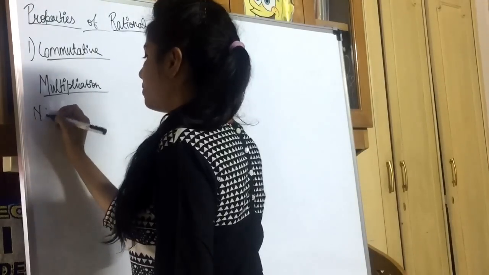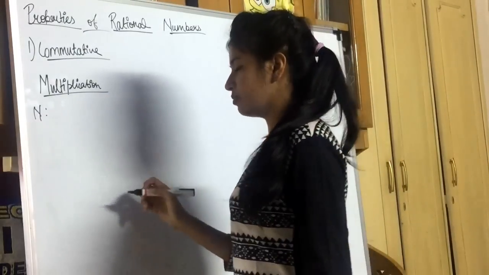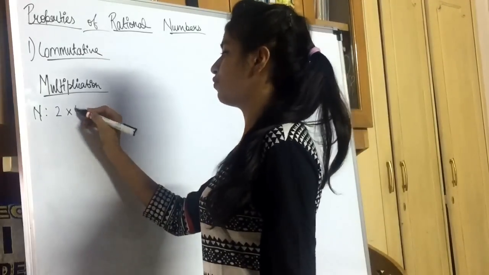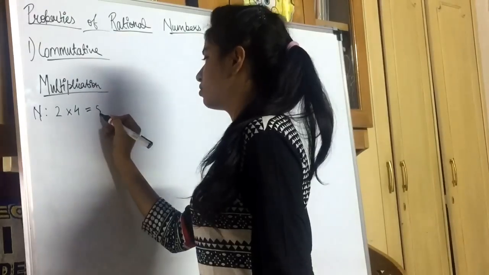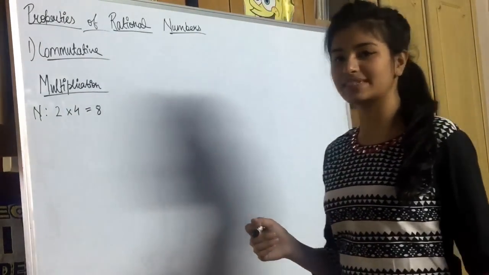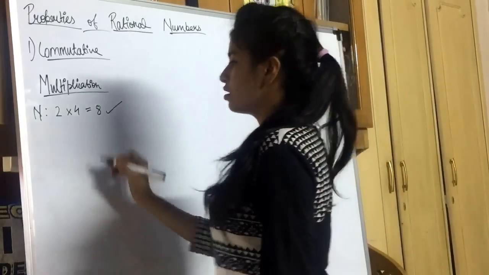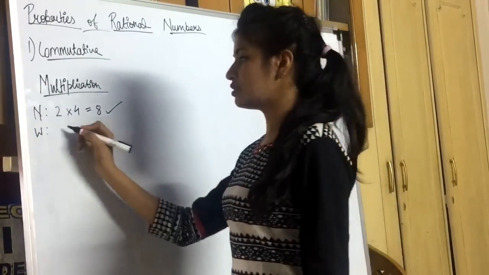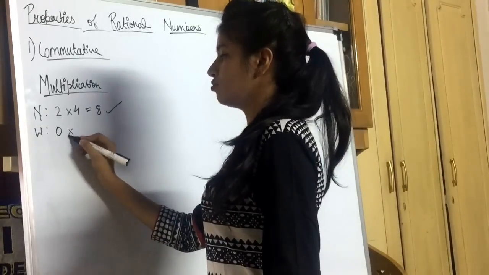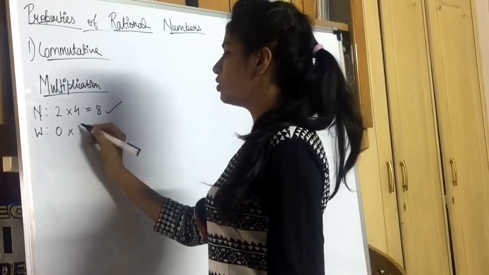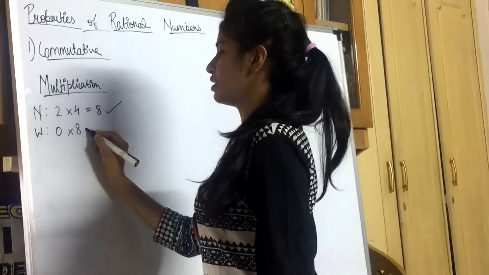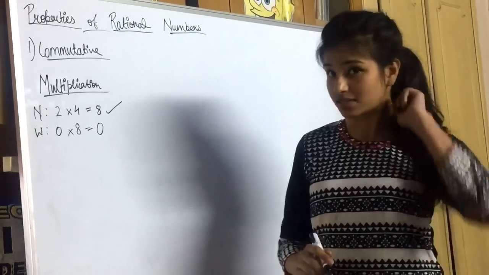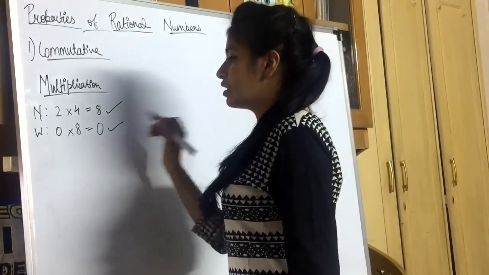For natural numbers, if we multiply a natural number with another natural number, say for instance 2 multiplied by another natural number, say 4, the result is 8. Is 8 a natural number? Yes, it is. So it holds true. Then we take whole numbers. Let's take a whole number, say 0, multiplied by another whole number, say 8. So 8 into 0 gives 0. Is 0 a whole number? Yes, 0 is a whole number. So it holds true again.